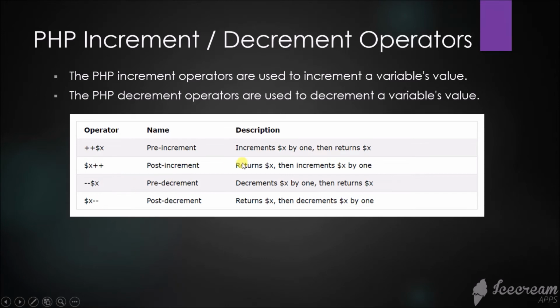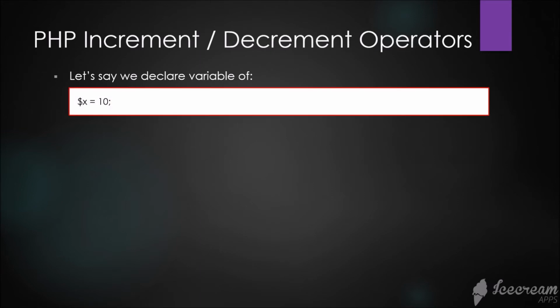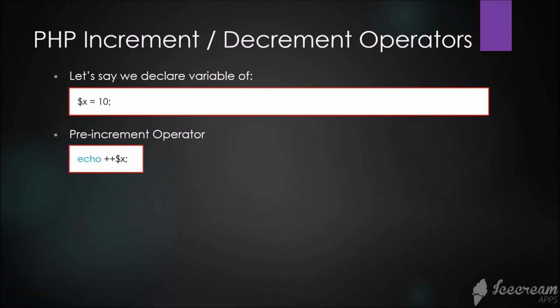Basically, what happens here is that an increment will add 1 to a value, while a decrement will subtract 1 from a value. Okay? Now let's have our examples. Let's say we declare a variable x equals 10. Let's start with the pre-increment operator. If we try to display this one, what will be the output? The output will be 11.